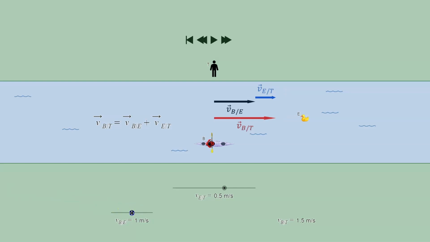Let's start with a simple one-dimensional situation. Imagine that the kayaker is paddling at 1 meter per second to the right on calm water. v/t is then 0, and the duck in the water and the person on land should then measure the same boat's speed of 1 meter per second.